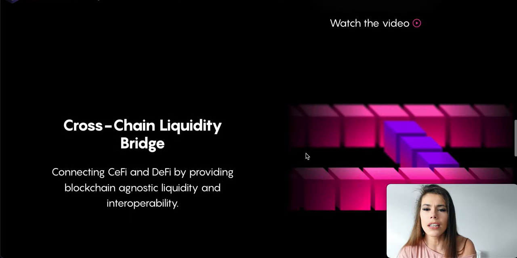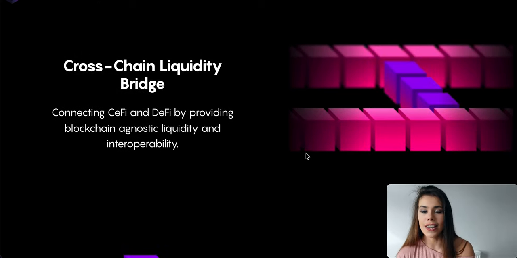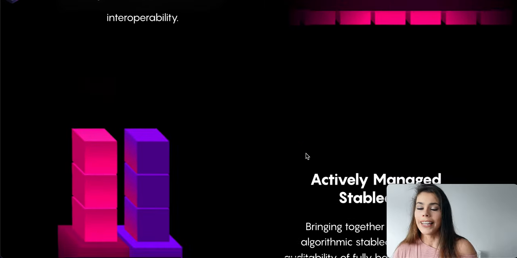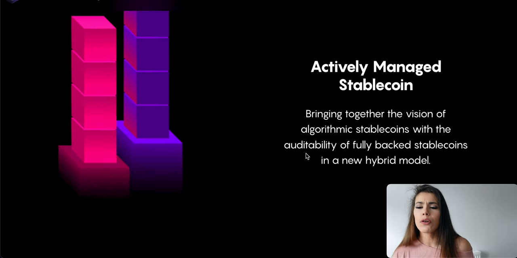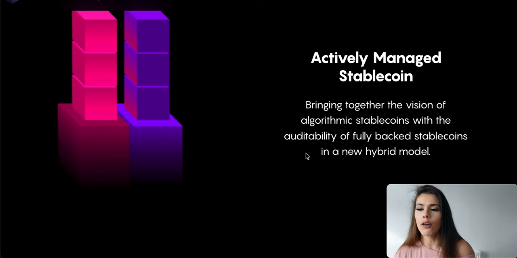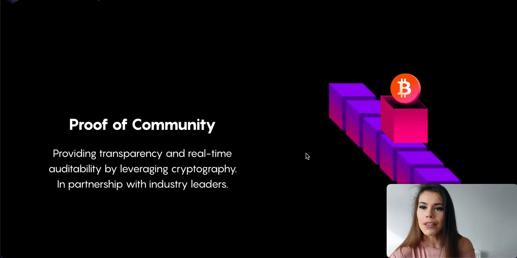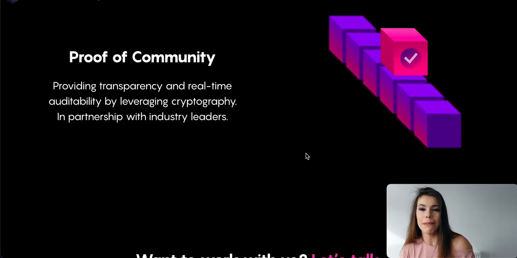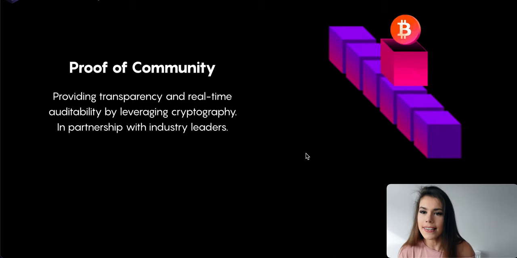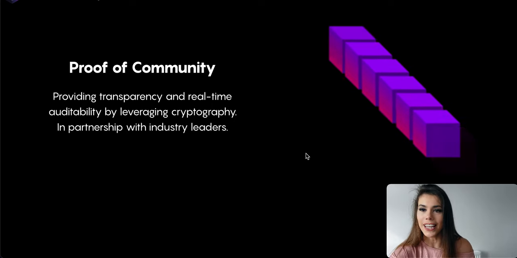We also have it done by the cross-chain liquidity bridge, which connects centralized finance and decentralized finance by providing blockchain agnostic liquidity and interoperability. They also have the actively managed stablecoin, bringing together the vision of algorithmic stablecoins with the adaptability of fully backed stablecoins in a new hybrid model. And we also have the proof of community, quite an important aspect in my opinion when it comes to projects. And in this instance, they're providing transparency and real-time auditability by leveraging cryptography in partnership with industry leaders.